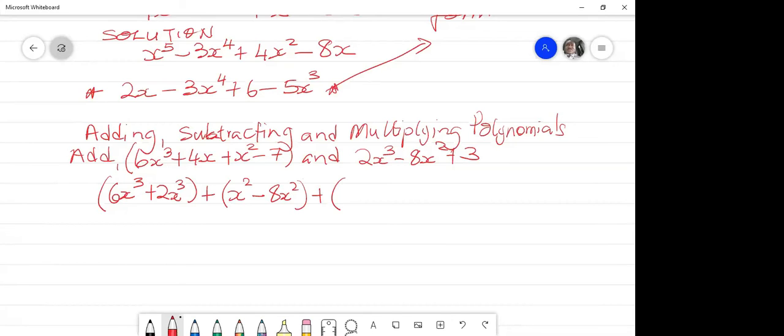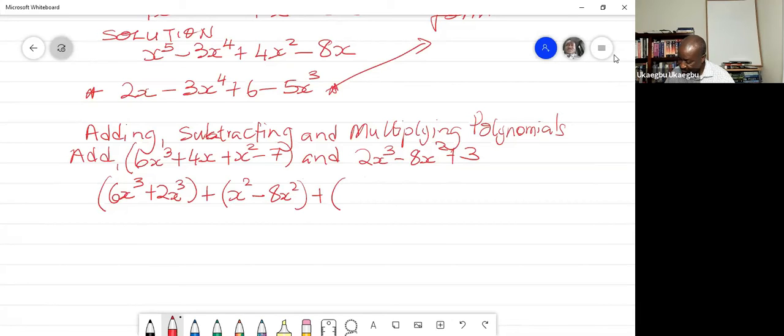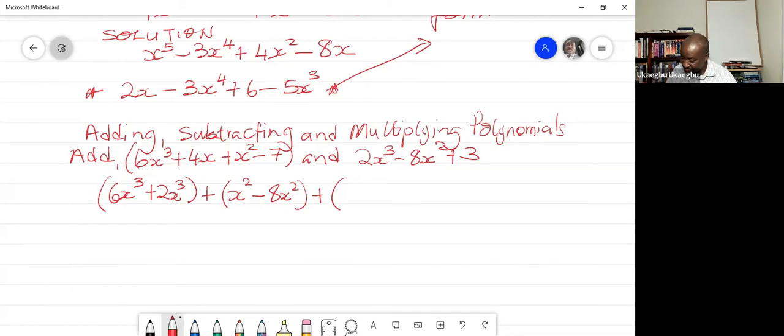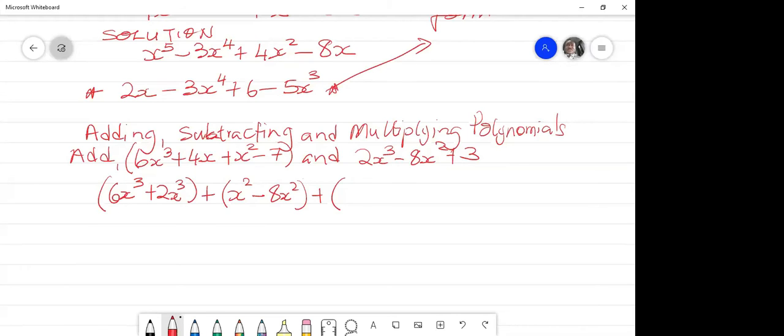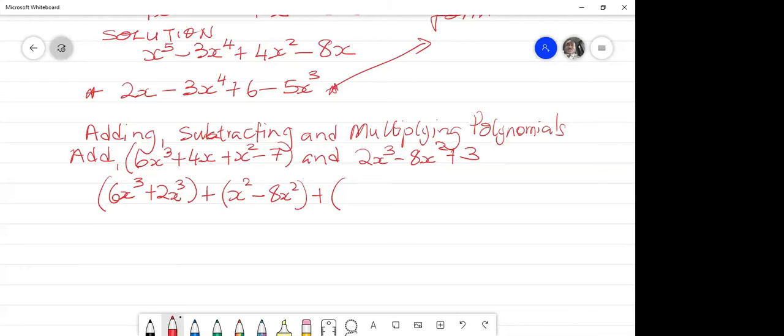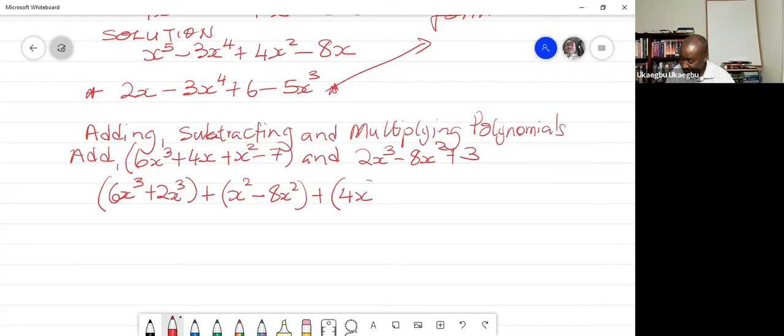Negative 7 plus 3. Okay, negative 7 and 3. How about 4x? Does it have anything else to combine with? 4x doesn't have a like term. On the other side of it, it has 0. So let's just write 4x anyway. And then plus negative 7 plus 3. Okay, so you see how we arranged it?